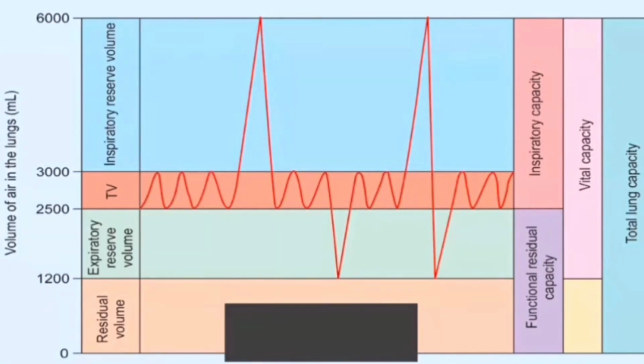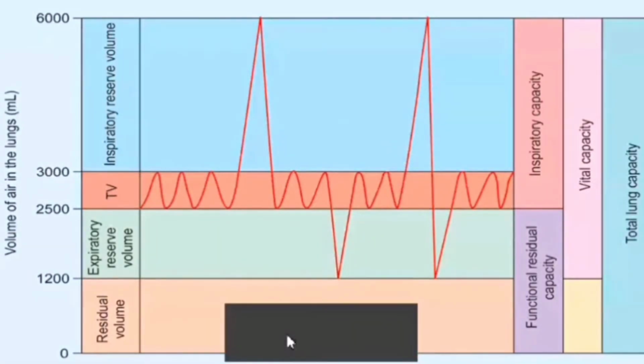So you can see the normal graph, tidal volume around 500 ml. Inspiratory reserve volume is the resting inspiratory level to the maximum inspiratory level. Expiratory reserve volume is from the resting expiratory level to the maximum expiratory level. The amount of air that remains in the lungs even after the full expiration is the residual volume.